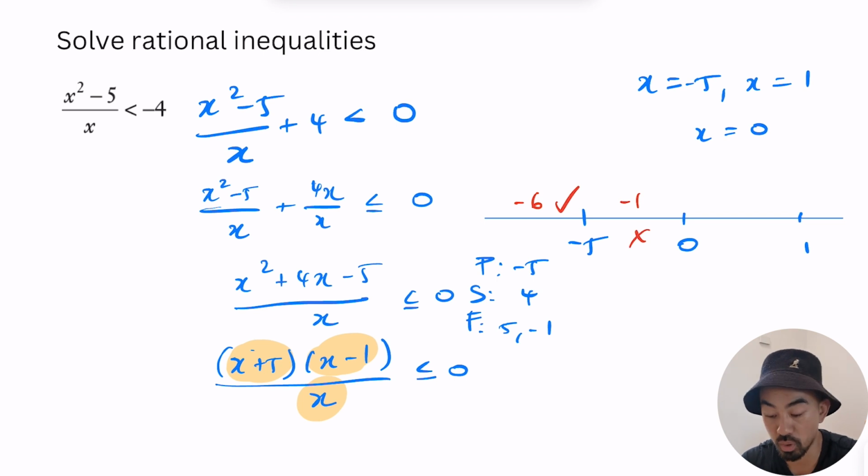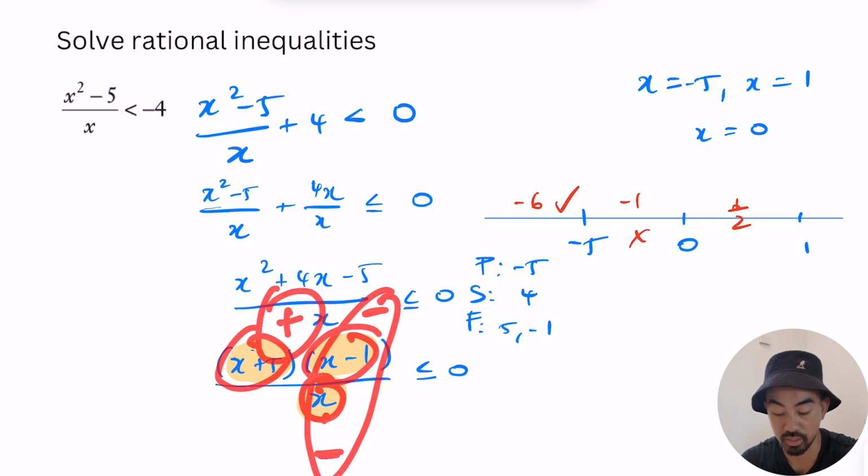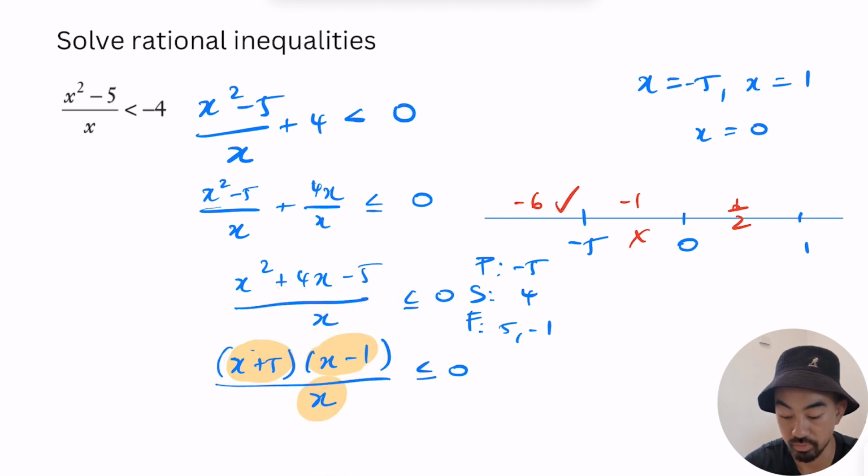Let's test between 0 and 1. So between 0 and 1, let's say a half. Half plus 5 is positive, half minus 1 is going to be negative, and a half on the bottom is also going to be positive. So these 2 negatives make a positive with a positive, so that is going to be overall positive, which is not less than or equal to 0. So also give that a cross.